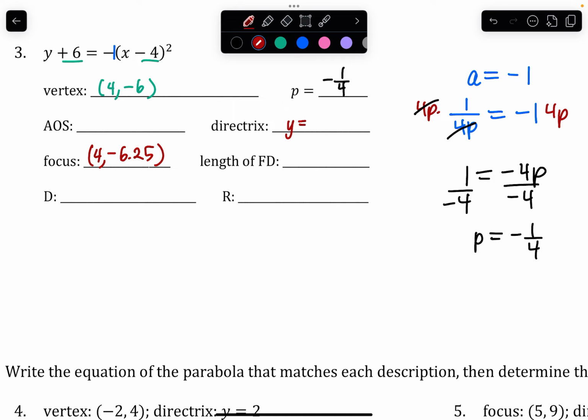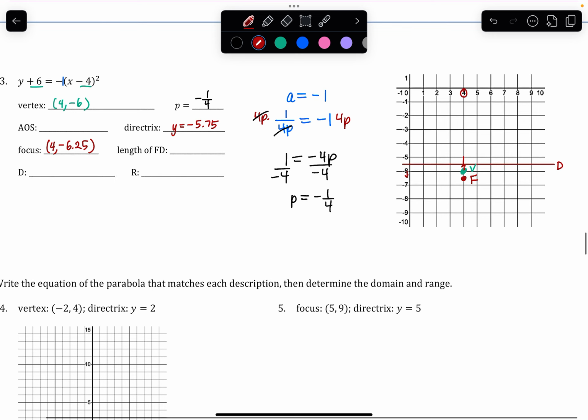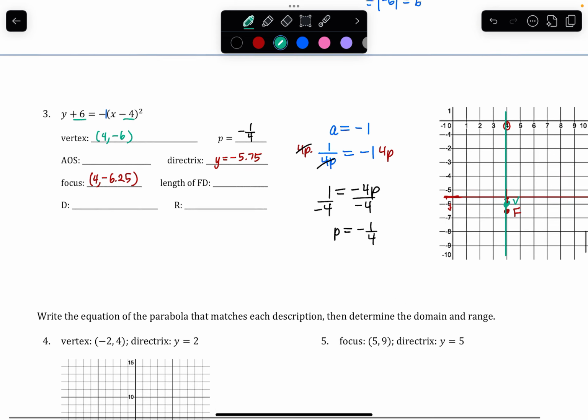So y equals -5.75. Y equals because it's crossing the y-axis. My axis of symmetry is always going to go right through the vertex. It's the vertical line. So x equals 4.